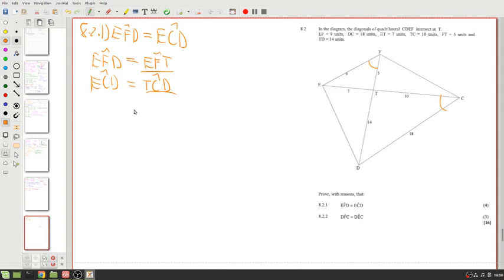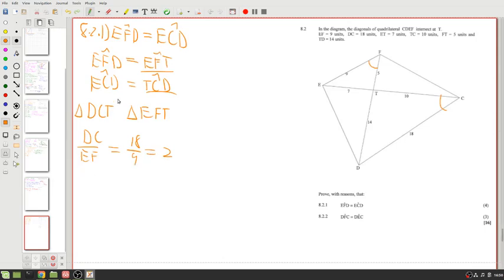So let's put it in this order: triangle DCT and triangle EFT. Okay, if we compare these two triangles, let's just put a triangle in front to show we're talking about that. Then the ratio of DC to EF, what is that? So DC is 18 and EF is 9. So that gives us 2.